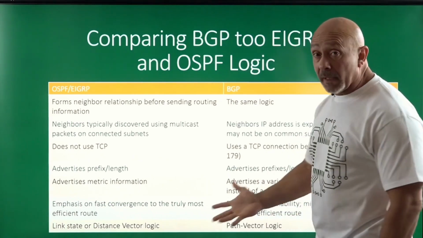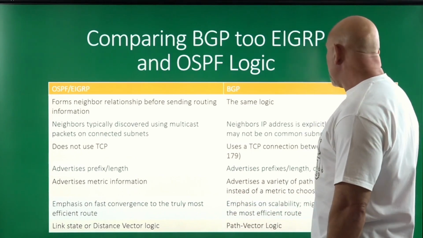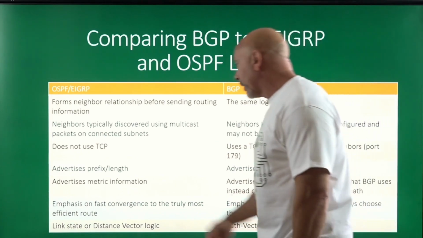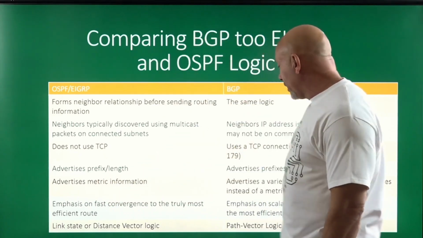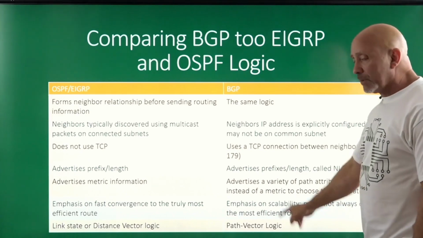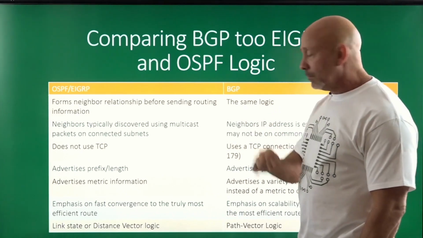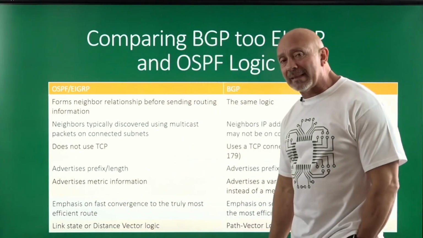The path attributes, because there's a million of them you can use. BGP uses path attributes instead of a metric to choose the best way to get to where it needs to go. OSPF emphasizes fast convergence; eBGP emphasizes scalability and might not always choose the most efficient route. Link state or distance vector? BGP is a path vector protocol.